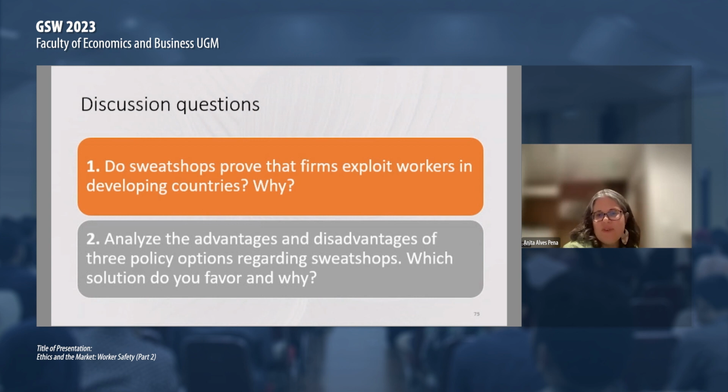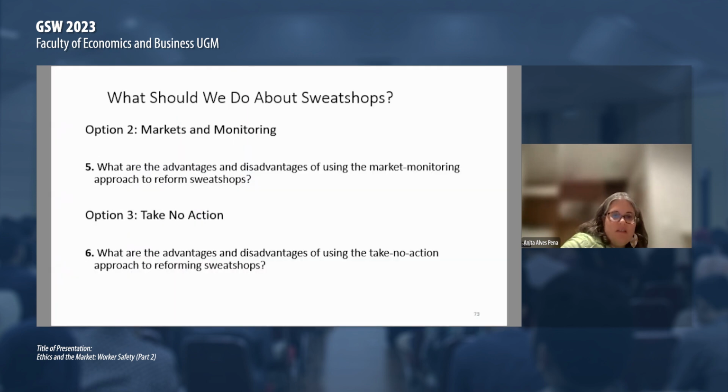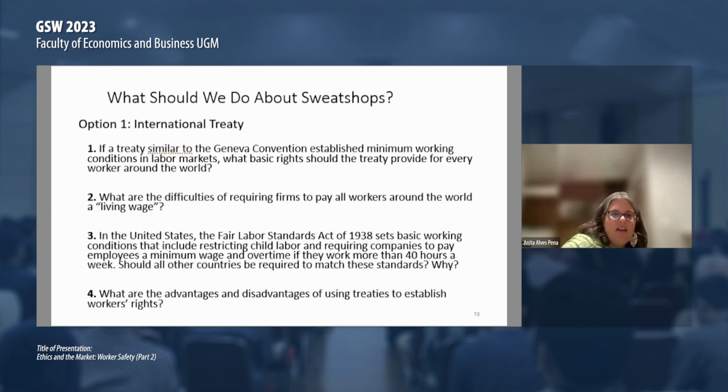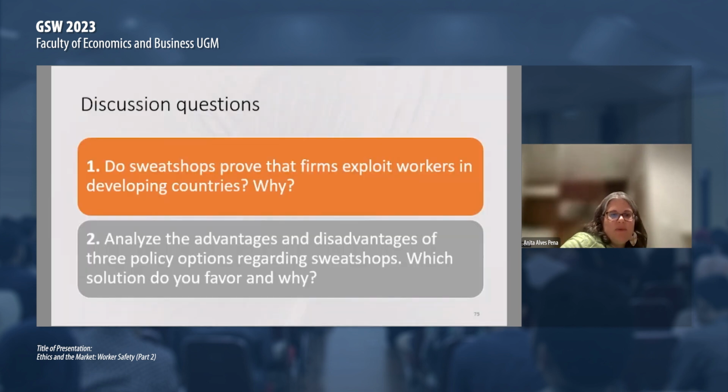Maybe we can take one person for number two. Which of the solutions did we end up favoring in some of our groups? Is there a volunteer who would like to speak to it? There are three options. We had do nothing, right? We had thinking about markets and monitoring, so doing something in terms of monitoring. And we thought about having an international treaty. There were a couple groups that were thinking about that one more and developing a case for one of those versus the others based on our perspectives here.